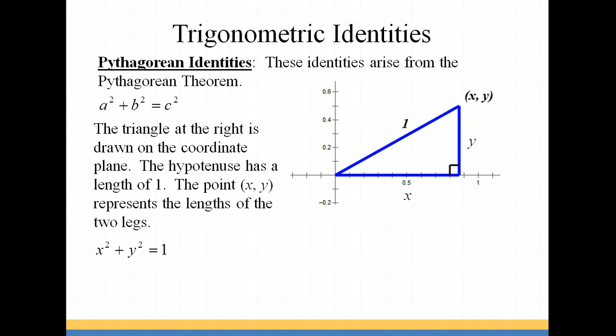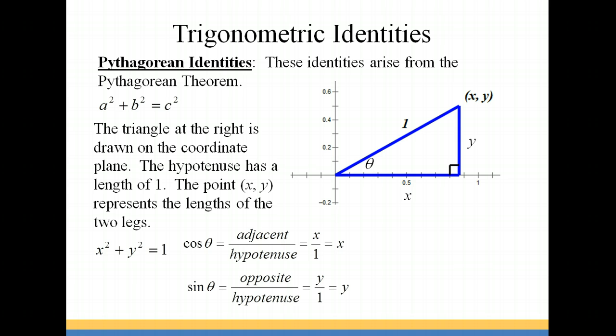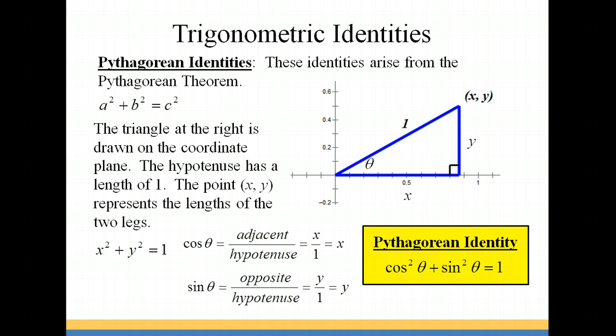Now what we want to do is look at the cosine and the sine of angle theta. The cosine of the angle is going to be the adjacent side over the hypotenuse, which is x over 1, or x. The sine of the angle is going to be the opposite side over the hypotenuse, which is y over 1, or y. So in our formula where we had x squared plus y squared equals 1, we're going to replace x with cosine, and sine is going to replace the y. So we end up with cosine squared plus sine squared equals 1, which is our Pythagorean identity.